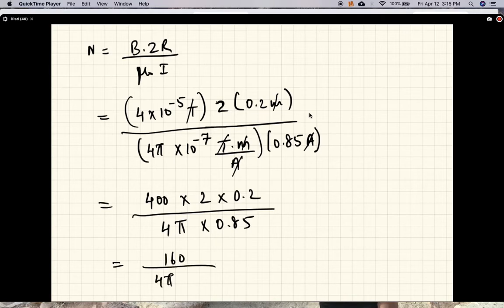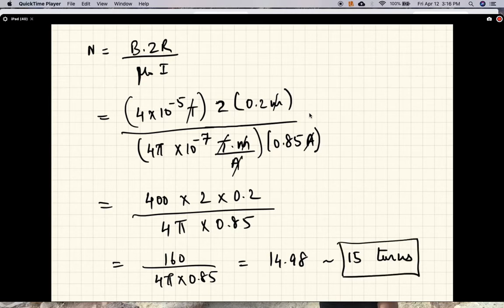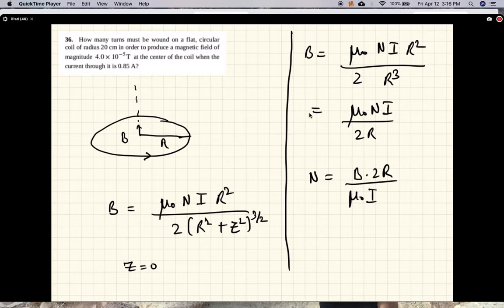divided by 4 pi times 0.85, and this is equal to 14.9798, which is 15 turns. 15 turns of wire in a loop that has a radius of 20 centimeters, carrying a current of roughly 1 amp, is going to give you a magnetic field as strong as the Earth's magnetic field at the center. Okay, so that finishes that problem.